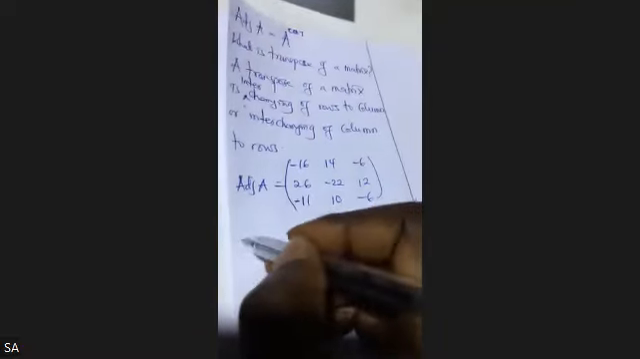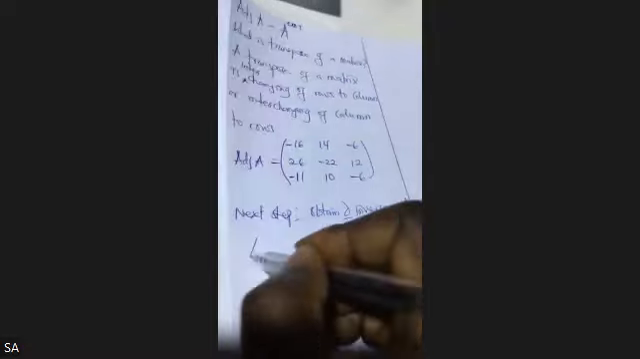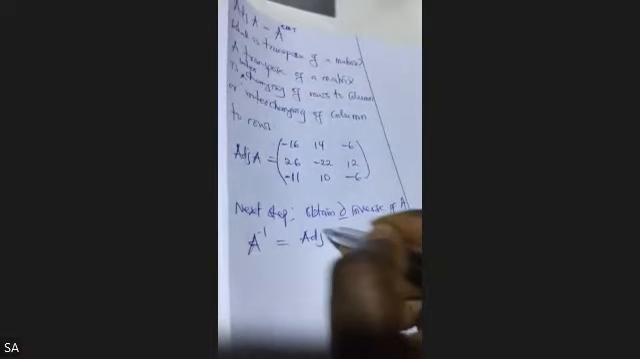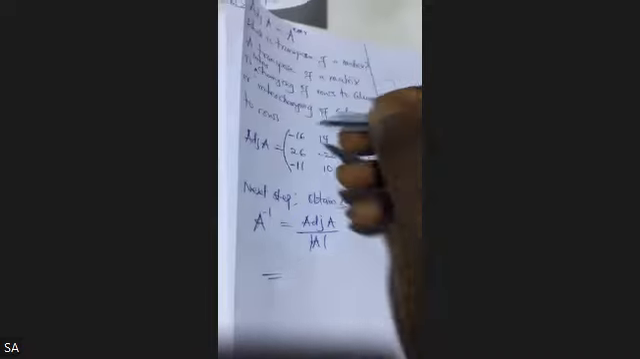Next step. What's the next step? Next step, obtain the inverse of A. And what is the inverse of A? The inverse of A is when you divide the adjoint of matrix A by the determinant of matrix A. So now let's go there. So this is the adjoint of matrix A.